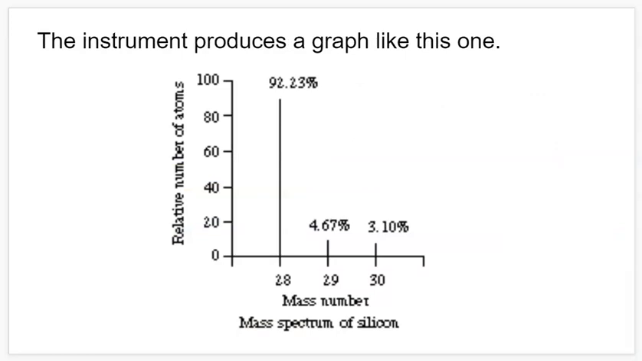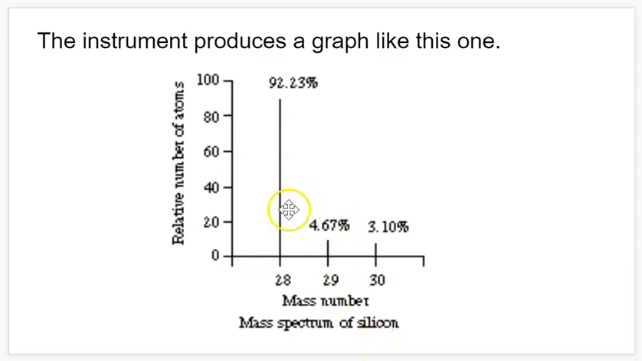So this is called a mass spectrum. And it's a graph where on the x-axis we have the mass number of the substance. And then on the y-axis we have the relative number of atoms. So basically what the software was counting as different hits for different relative masses.